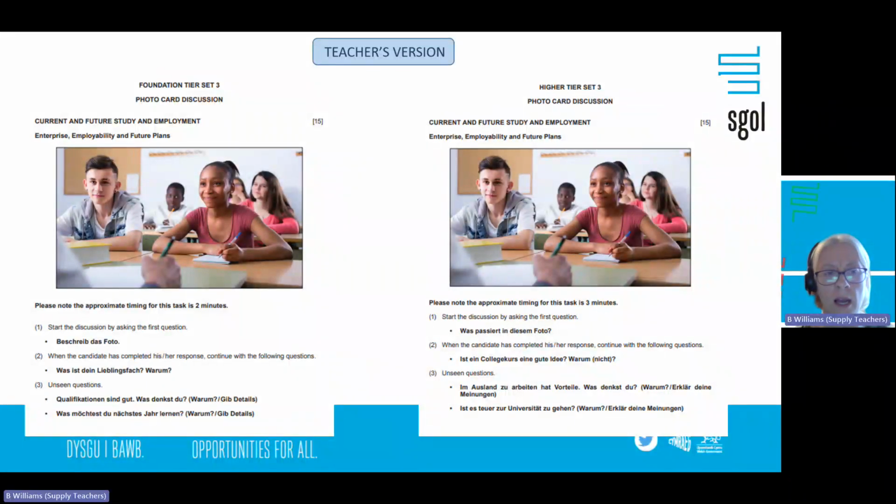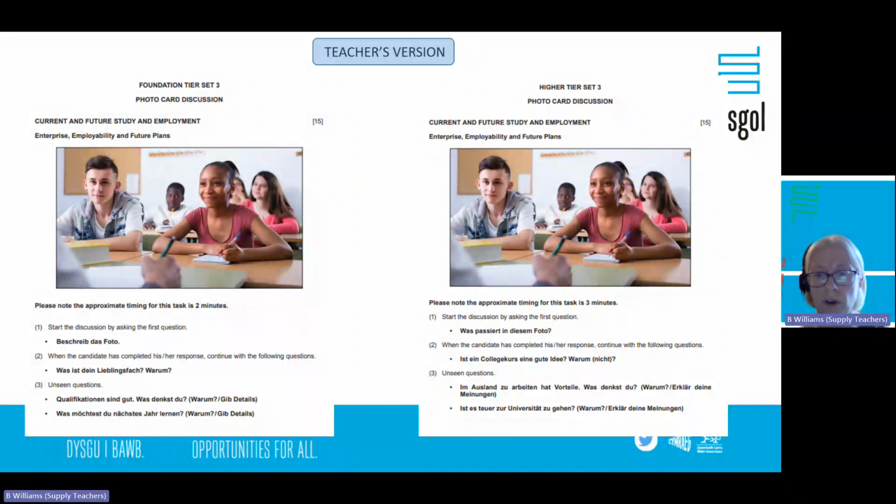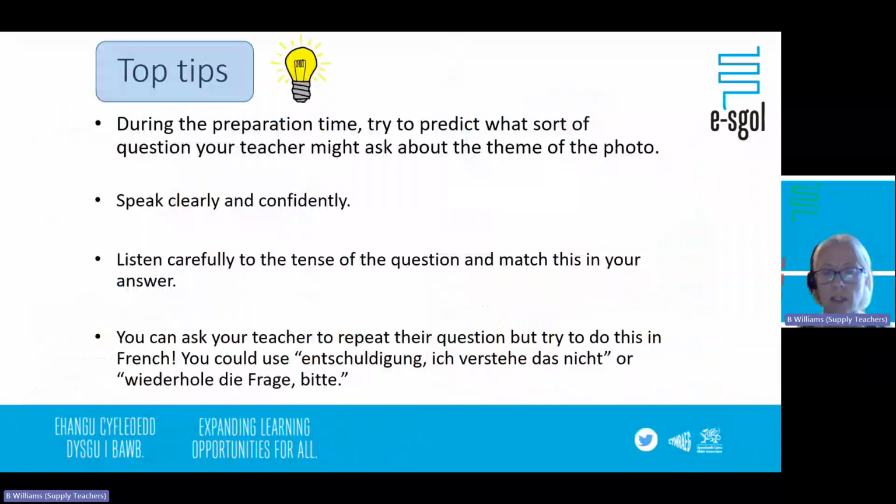Okay, so have a try and answer those questions. Try and use as complex structures as you can after having described the photographs. Okay. So the last two slides I have are just my top tips to succeed in this question of the oral exam. During the preparation time, it's really important to try and predict what sort of question your teacher might ask about the theme of the photo.